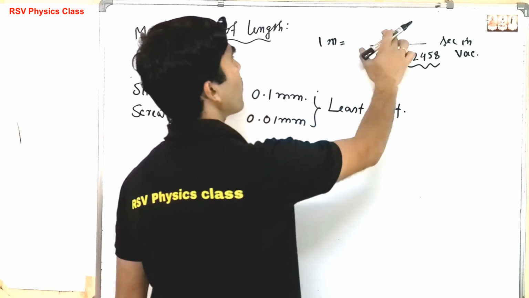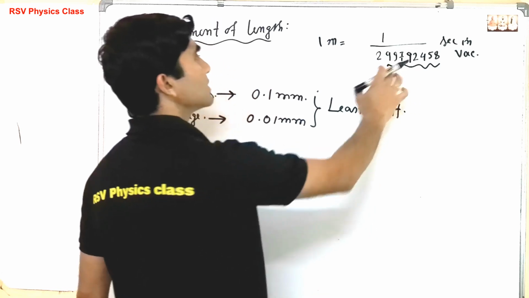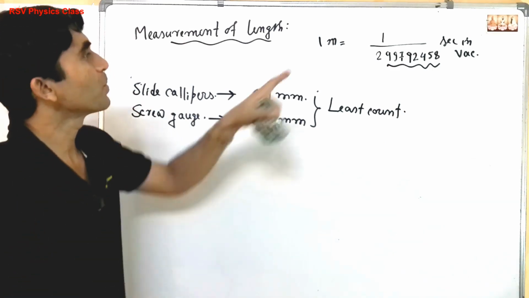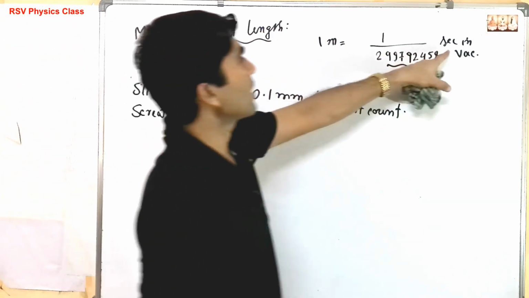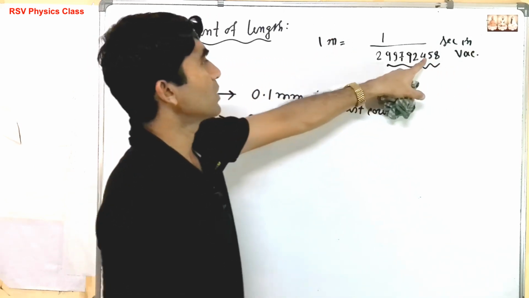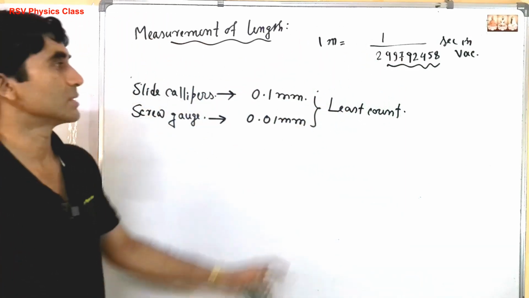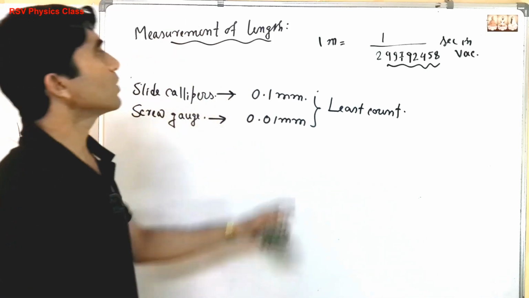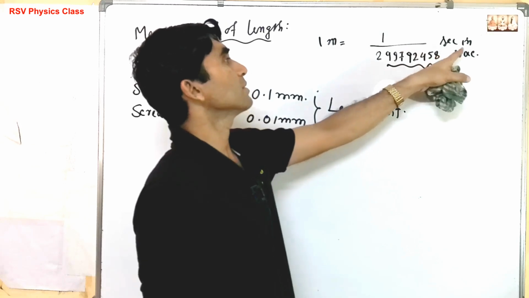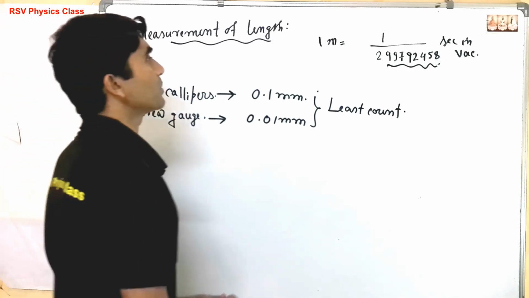So 1 meter equal to 1 over this number of seconds, the distance that light travels in vacuum in that many seconds is equivalent to your 1 meter. So light travels in 1 second in vacuum about 3 lakh kilometers, and this is 1 meter. Okay, so that's why light traveling in 1 upon this number of seconds in vacuum is equivalent to your 1 meter. This is how 1 meter is defined.